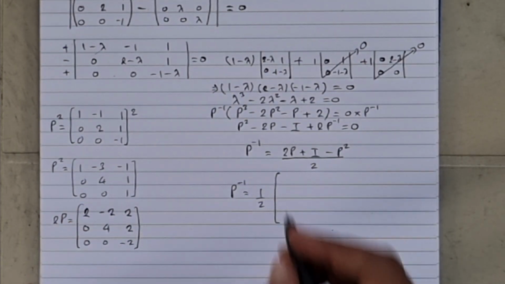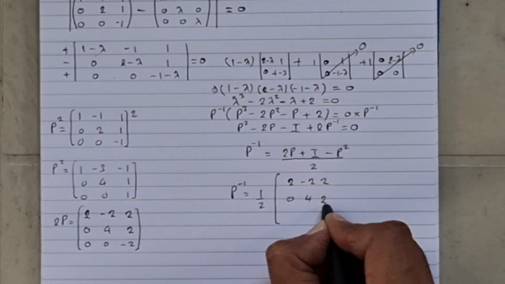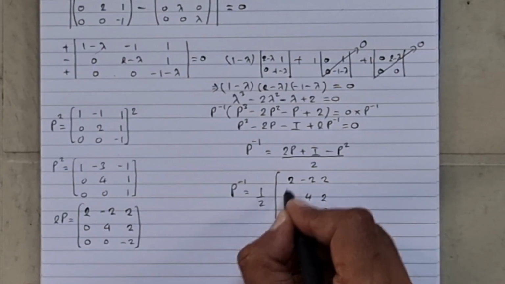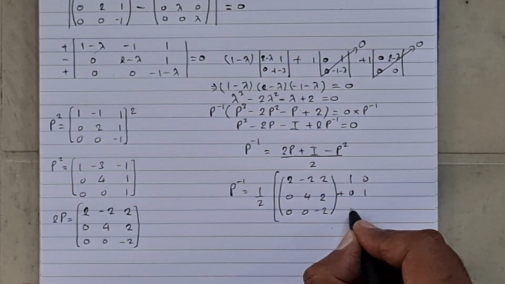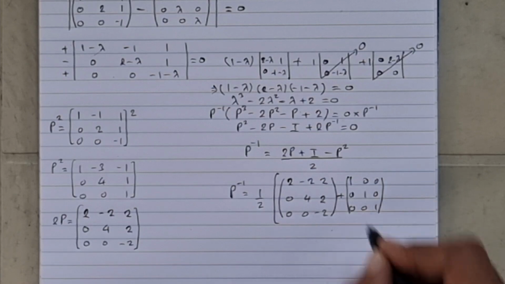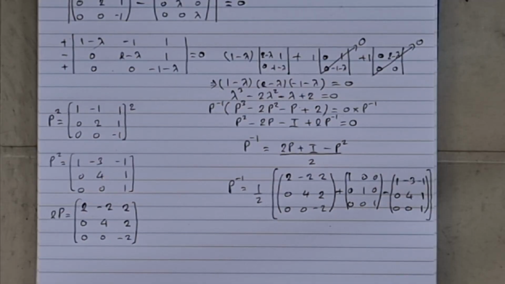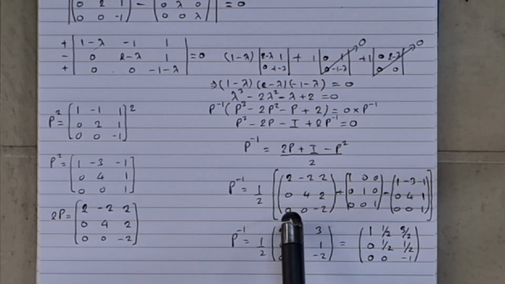2P, which is what we've just found here: 2, minus 2, 2, 0, 4, 2, 0, 0, minus 2. That's my 2P, plus the I, so plus 1, 0, 0, 0, 1, 0, 0, 0, 1. After substituting all those matrices, this is what we get. And this leads finally to P inverse equals half times the result of that, which is here, and that's your inverse for matrix P using the characteristic equation.